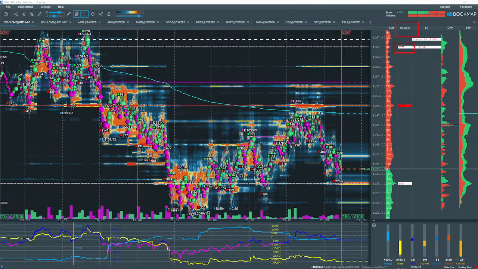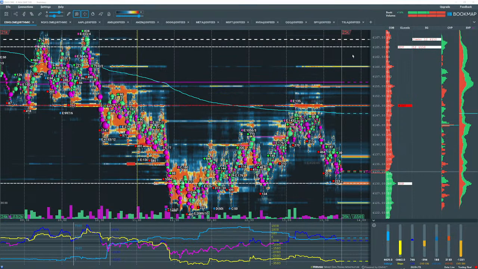Okay, so these are the levels that are in play today. And again, looking at this chart, just keep in mind that the SPX level should be about 5 points lower.